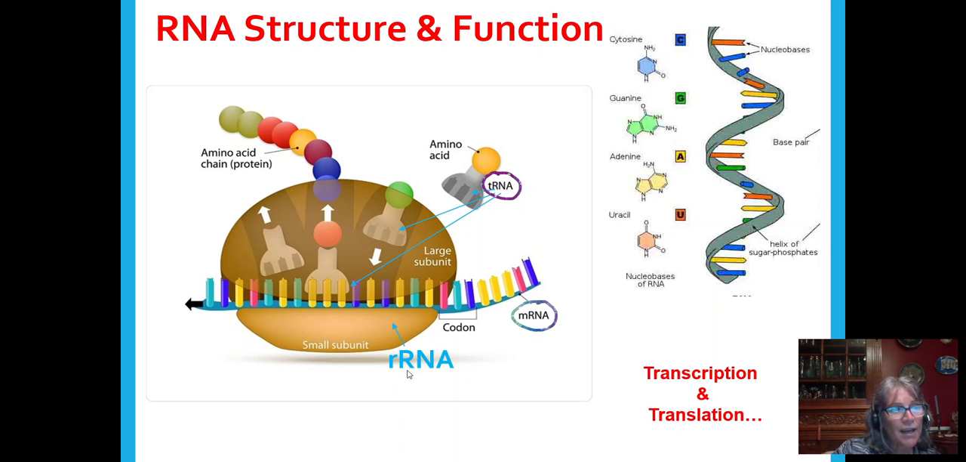My rRNA, ribosomal RNA, is again a single strand like this of RNA coiled around proteins to give me this shape, to give me my ribosome. So it's a structural component of my ribosome.